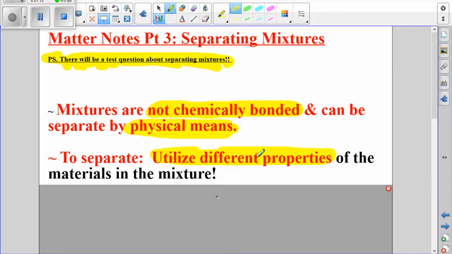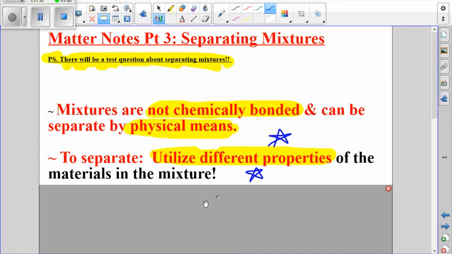This is a big idea, okay? Lots of stars going around this. You need to find what is different about the chemicals in the mixture. You need to find what is different. That is the key idea. You're going to find out what's different, and you're going to use that to your advantage.